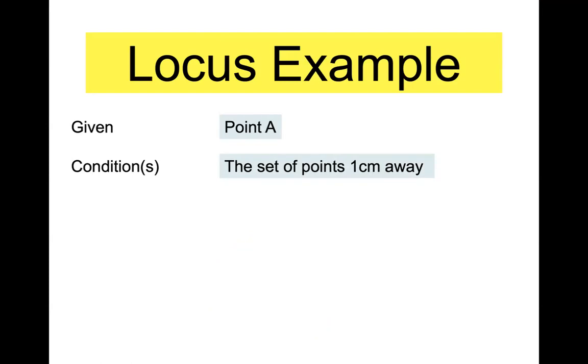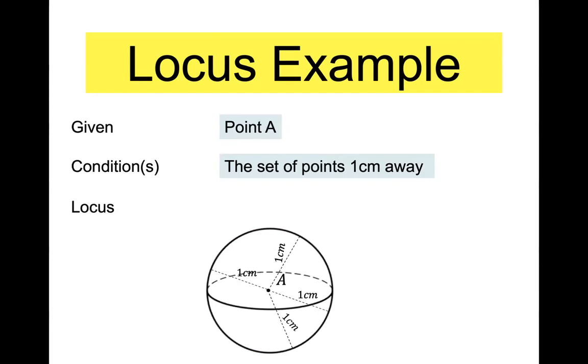So if we consider this, we still start off with point A. We still have all those points that are a centimeter away. But if I'm not restricted to a plane, then my points could go in and out from point A, and that would make a sphere. So a sphere would be the set of points 1 centimeter away from A. So I could be a bit more descriptive and say a sphere with a radius of 1 centimeter, diameter 2 if you prefer, but that would be my locus.